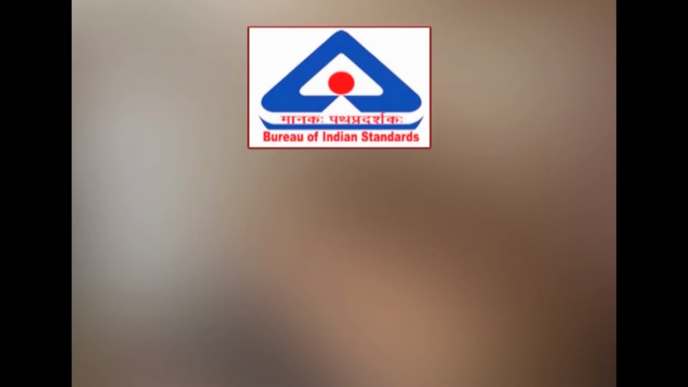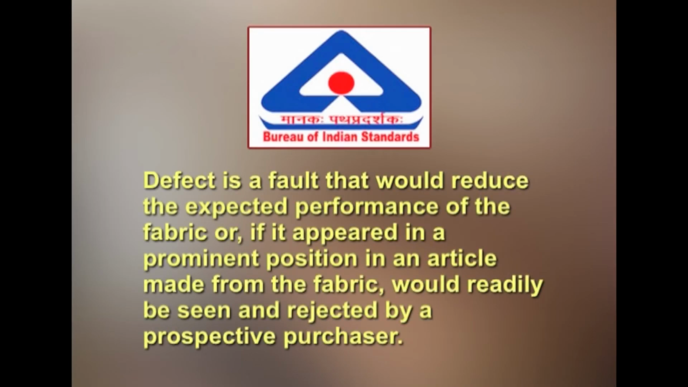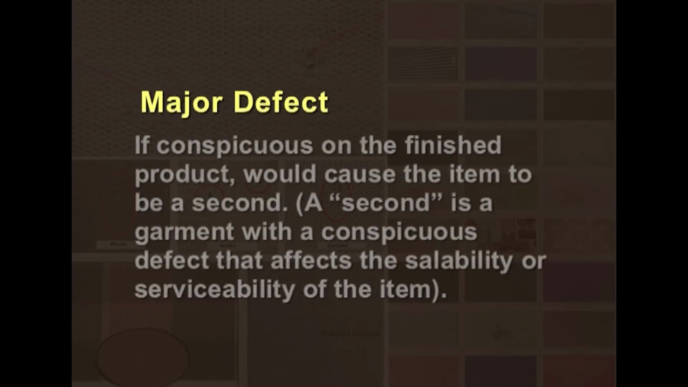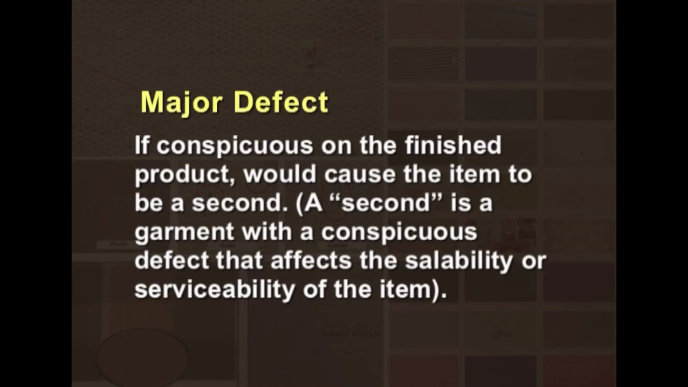Coming to the fabric defects, according to BIS, that is the Bureau of Indian Standards, a defect is a fault that would reduce the expected performance of the fabric, or if it appeared in a prominent position in an article made from the fabric, would readily be seen and rejected by a prospective purchaser. And what is a major defect? Let us also define it. A defect that, if conspicuous on the finished product, would cause the item to be a second. So, a second is a garment with a conspicuous defect that affects the saleability or serviceability of the item.